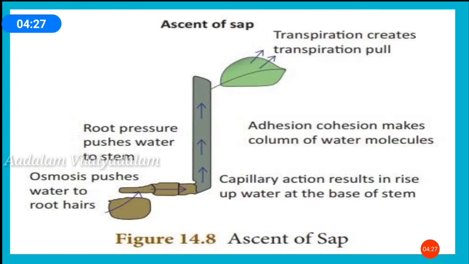Transpiration draws water from the leaf. Negative water potential draws water into the root hairs. So cohesion and adhesion draw water up the phloem.